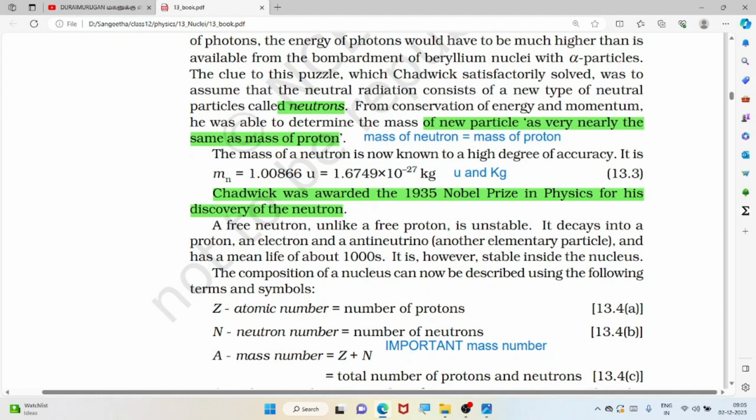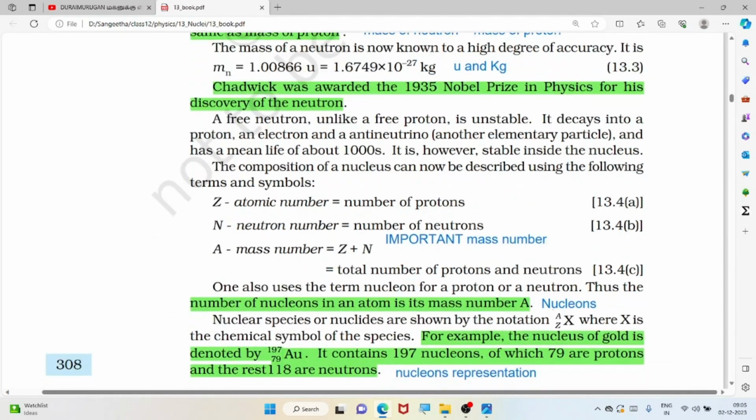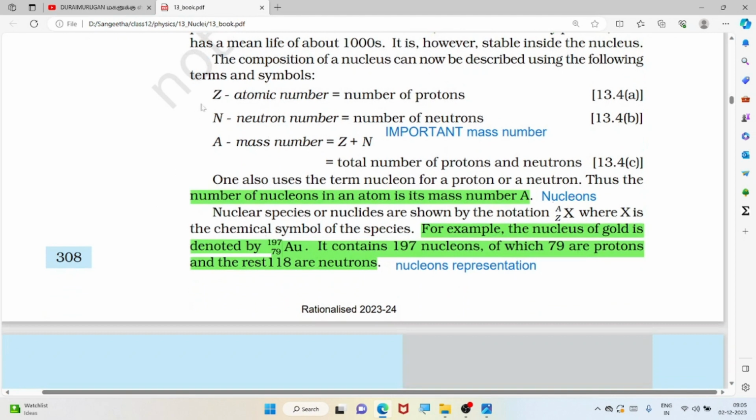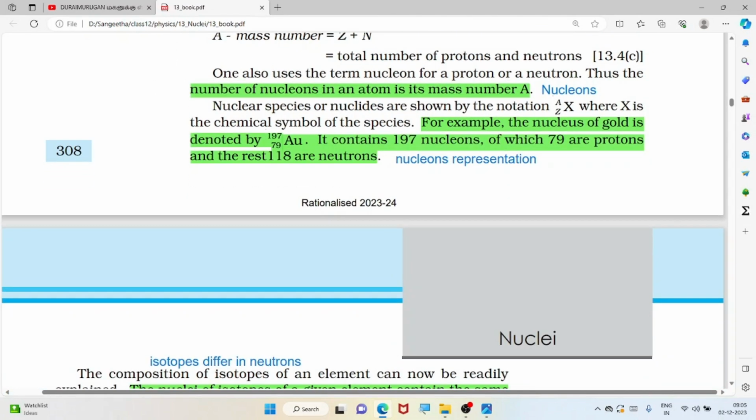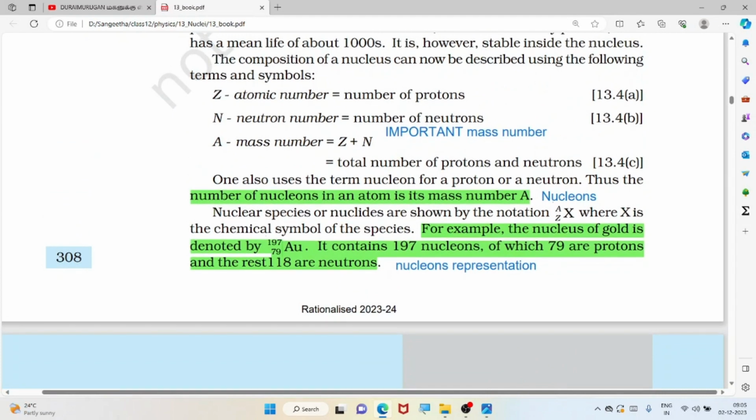The neutron is a new particle, with mass approximately equal to the mass of the proton. Z is the atomic number, the number of protons, and n is the number of neutrons. The atomic mass number equals the number of protons plus the number of neutrons, Z plus n. These protons and neutrons are generally called nucleons.